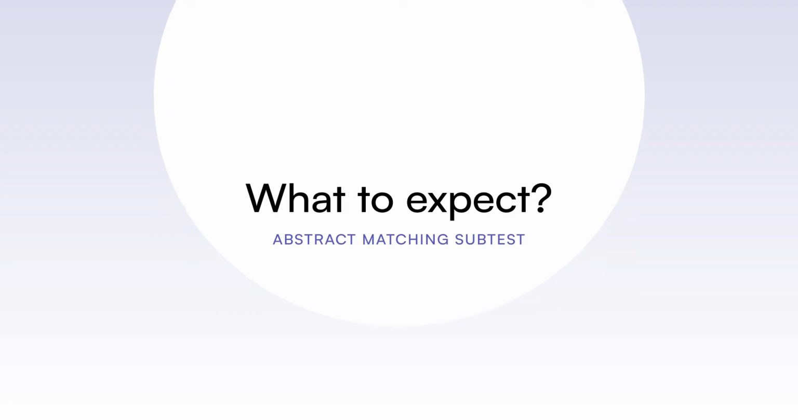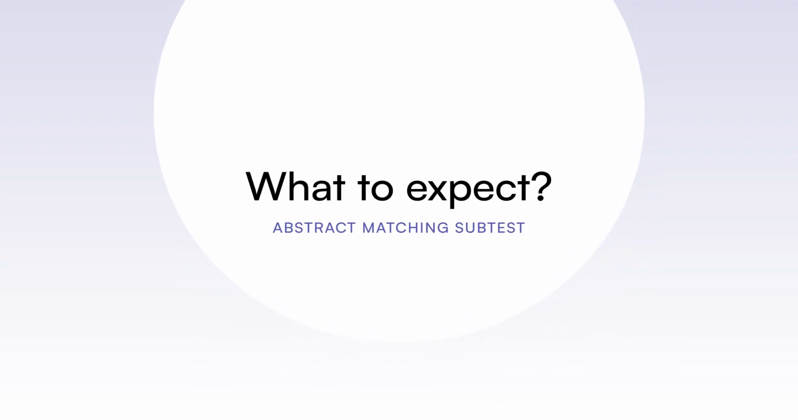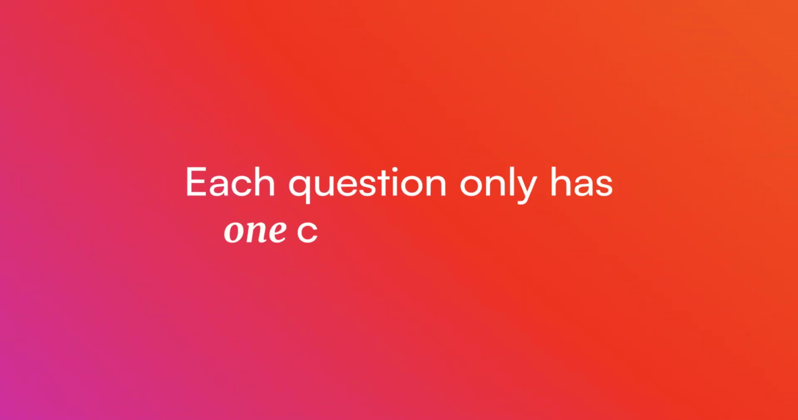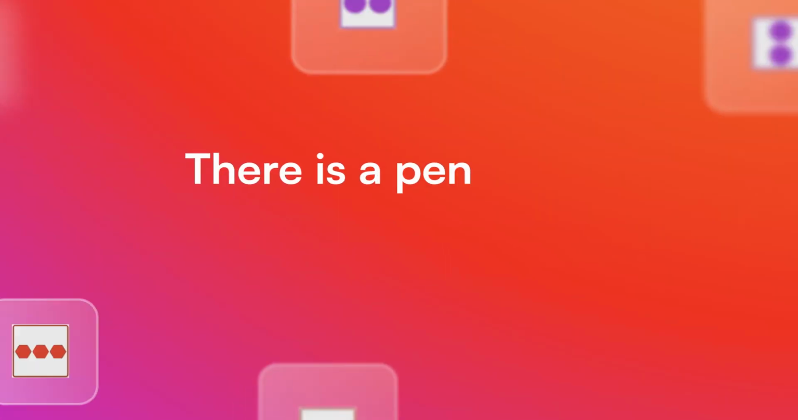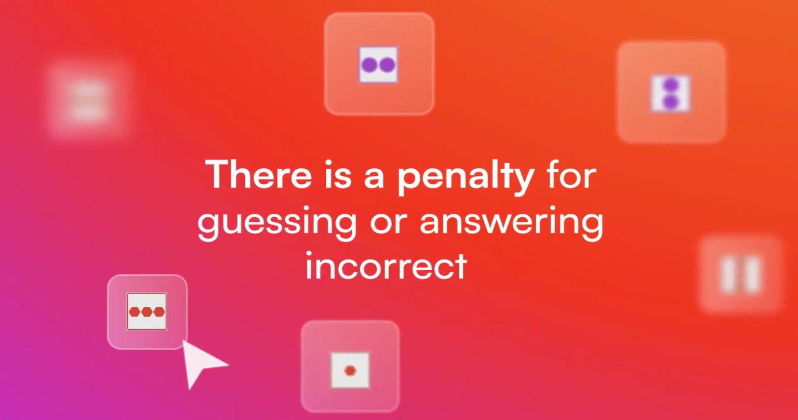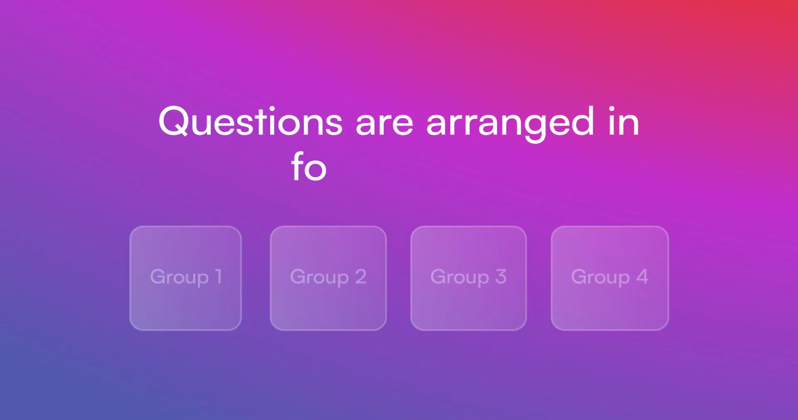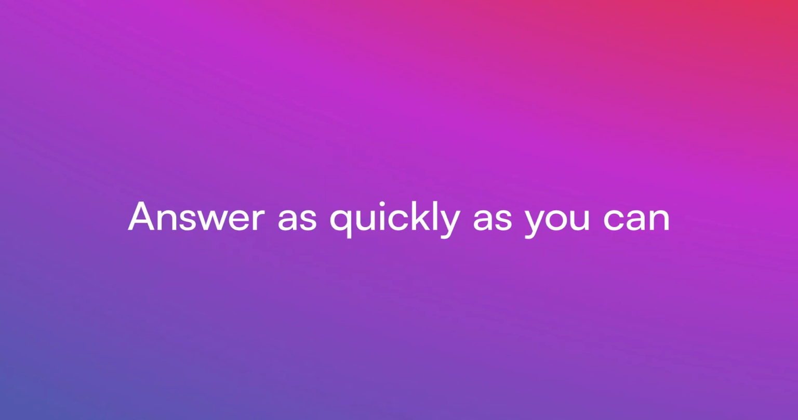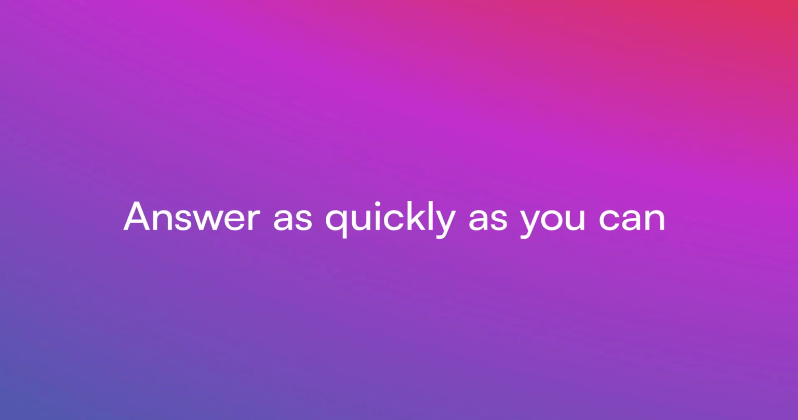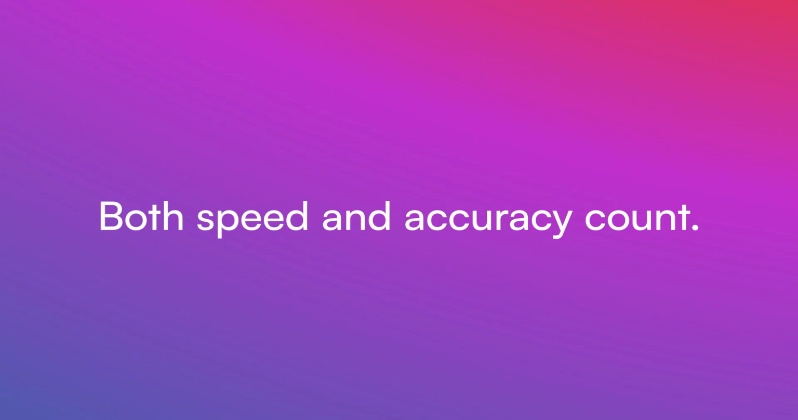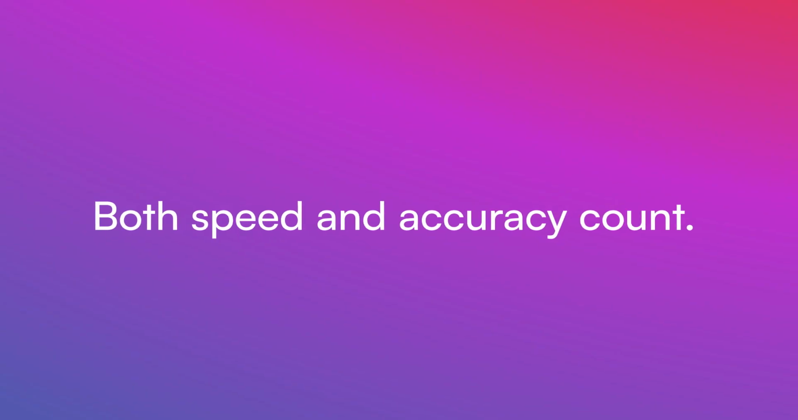Here are a few things to know before starting this subtest. Each question only has one correct answer. There is a penalty on this subtest for guessing or answering incorrectly. The questions are arranged in four groups. For each group, you have a specific amount of time to correctly answer as many questions as you can in that group. Answer questions as quickly as you can without sacrificing accuracy. Both speed and accuracy count. Try your best and good luck.